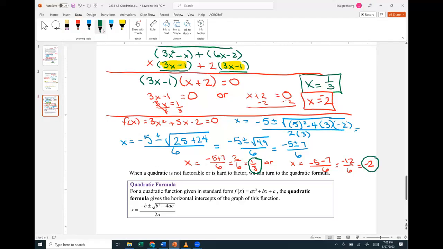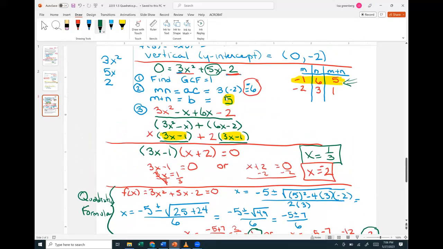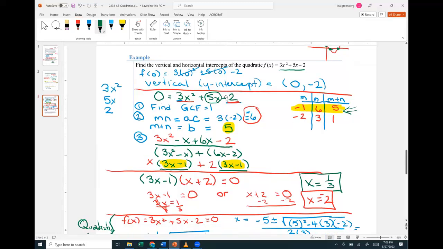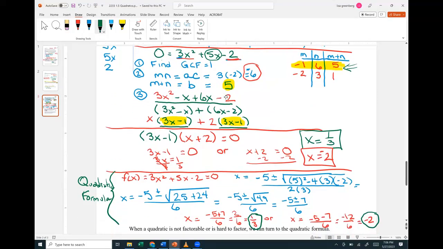So I've done it now, both factoring and using the quadratic formula, and you will get the same answer. Okay? So when a quadratic is not factorable or hard to factor, we can use the quadratic formula, which I just showed you how to use. And this was a little more difficult to factor. If you know how to factor this, feel free.